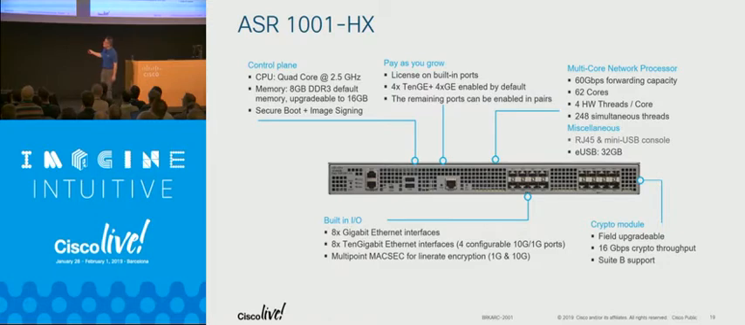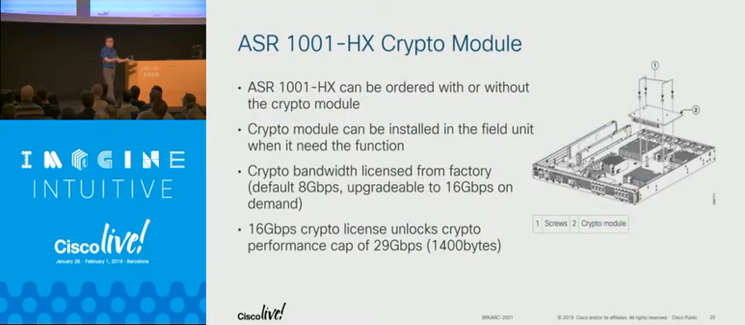The crypto module on the 1HX is field upgradable. So you can order the system without the crypto module. But at some point later on in your deployment cycle, you say, OK, I decide I need to enable IPsec. So you can order that module separately, power down the system, open up the top cover, align the module with the motherboard, fasten the screws, close up the system, then power the system back up.